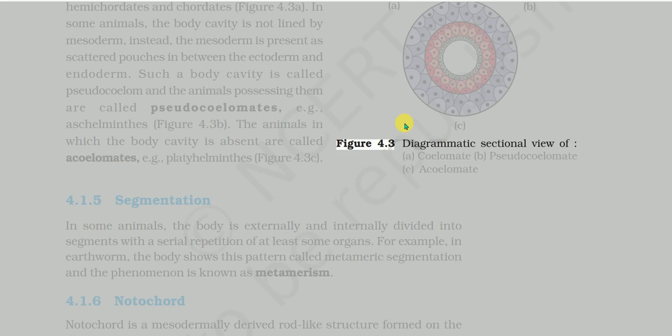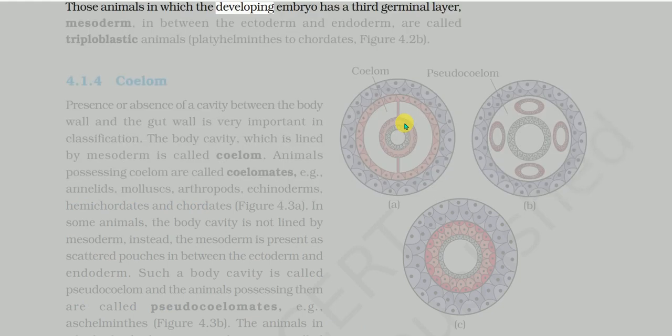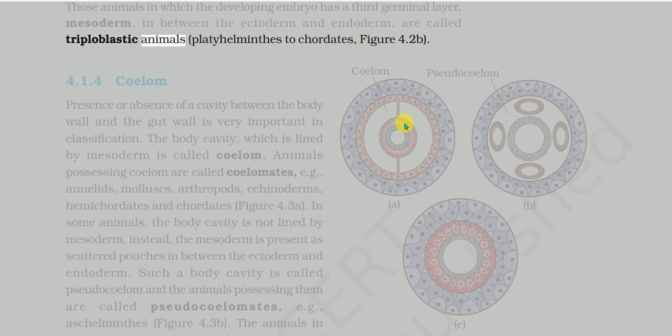Figure 4.3 Diagrammatic sectional view of A. Coelomate, B. Pseudocoelomate, C. Acoelomate. Those animals in which the developing embryo has a third germinal layer, mesoderm, in between the ectoderm and endoderm, are called triploblastic animals, platyhelminths to chordates, figure 4.2b.